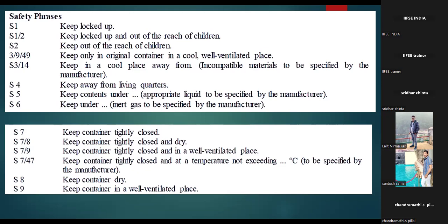For example, if you see here, keep locked up, which means it should always be locked. Keep locked up and out of reach of children. So there are two conditions: it has to be under lock and key provision, and it should be away from children. Then keep out of reach of people, keep away from living quarters, and keep containers tightly closed and dry. These are the various safety precautions which give us the do's, what is to be done.